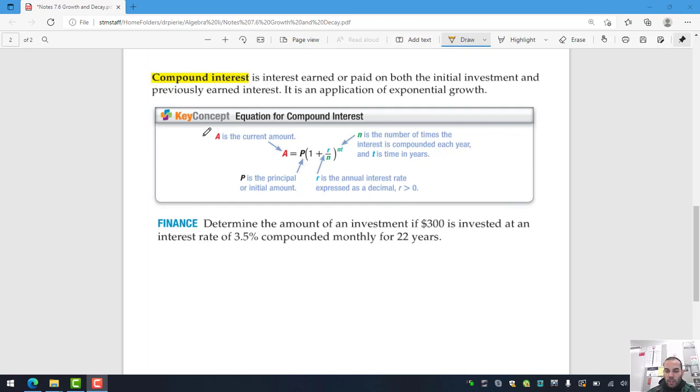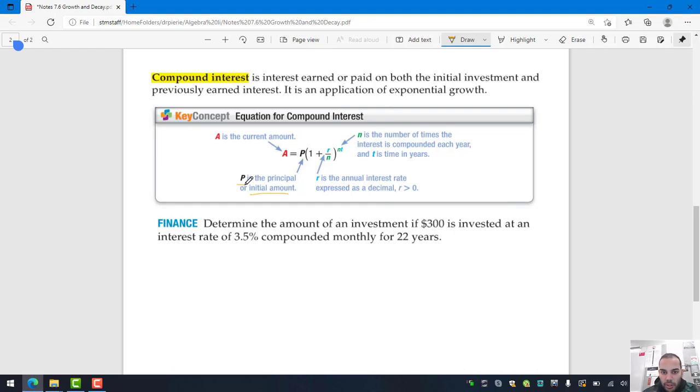So once again, it looks pretty similar to that exponential growth equation, but there's just a few extra pieces we have to consider. Different letters, different variables, but they basically mean the same thing. A is what you're trying to solve for usually. It's like the current amount. After a certain amount of time, how much money do you now have in your account? P is what we call the principal amount, just a different letter for the same meaning. P is what you originally put into your bank account.